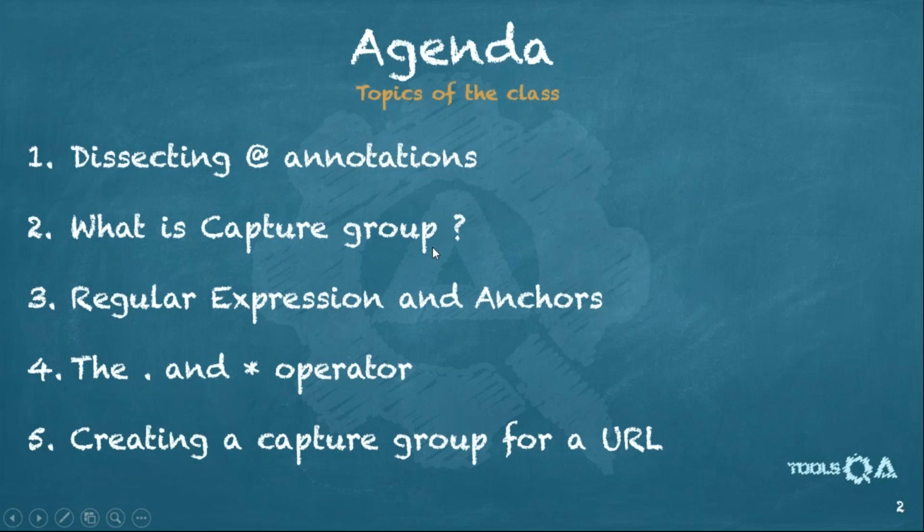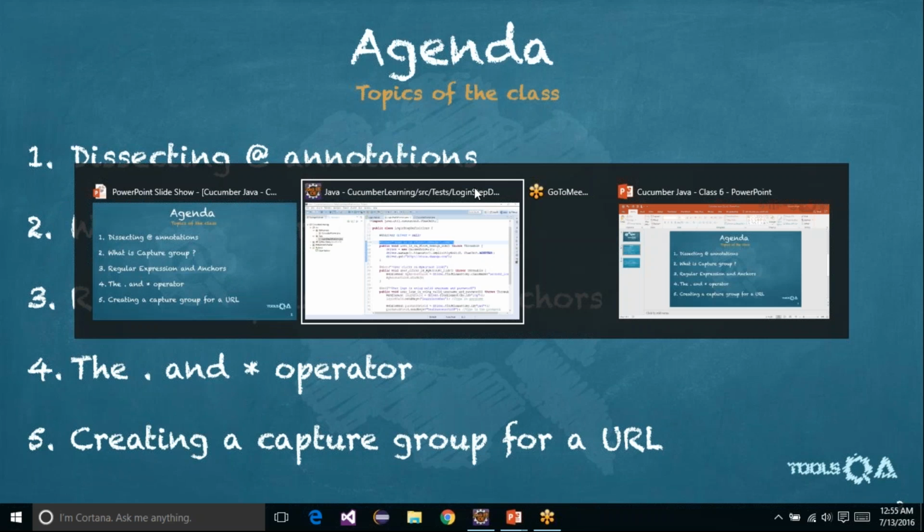Now, what is a capture group? A capture group is basically a way to take input arguments from your scenario steps. So let us see what I mean by that. But before starting, I will pick up the first topic, which is dissecting @ annotations. Today, I don't have any further slides because in today's class we will be talking more about the code and looking at the code more.